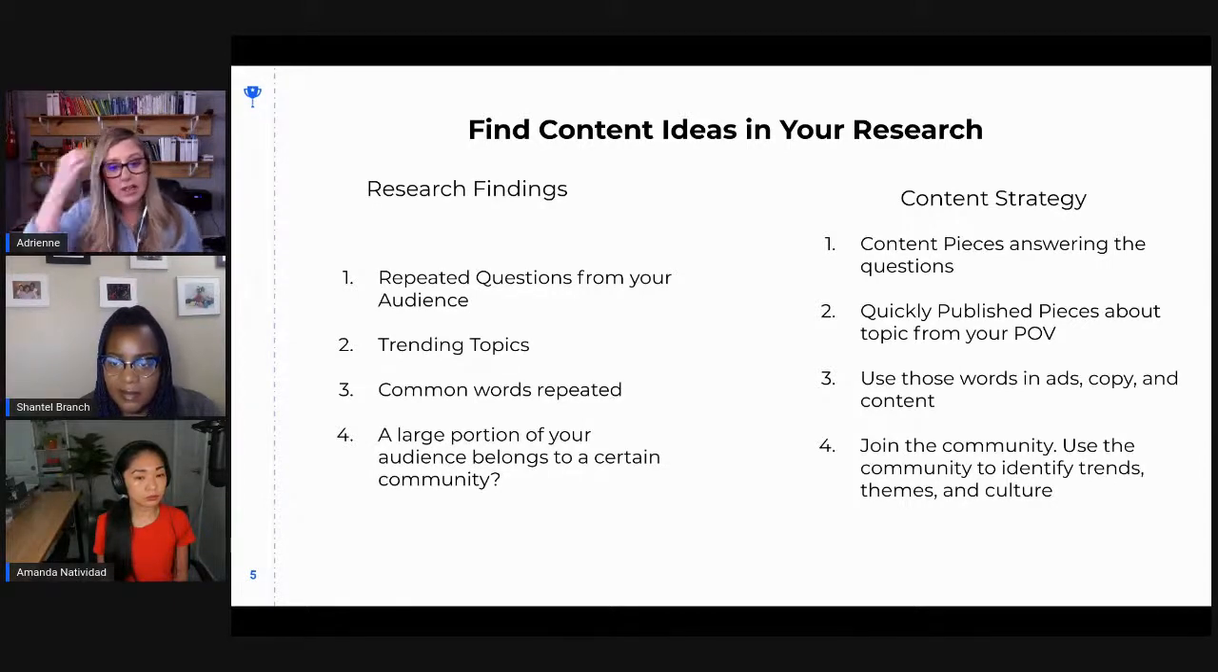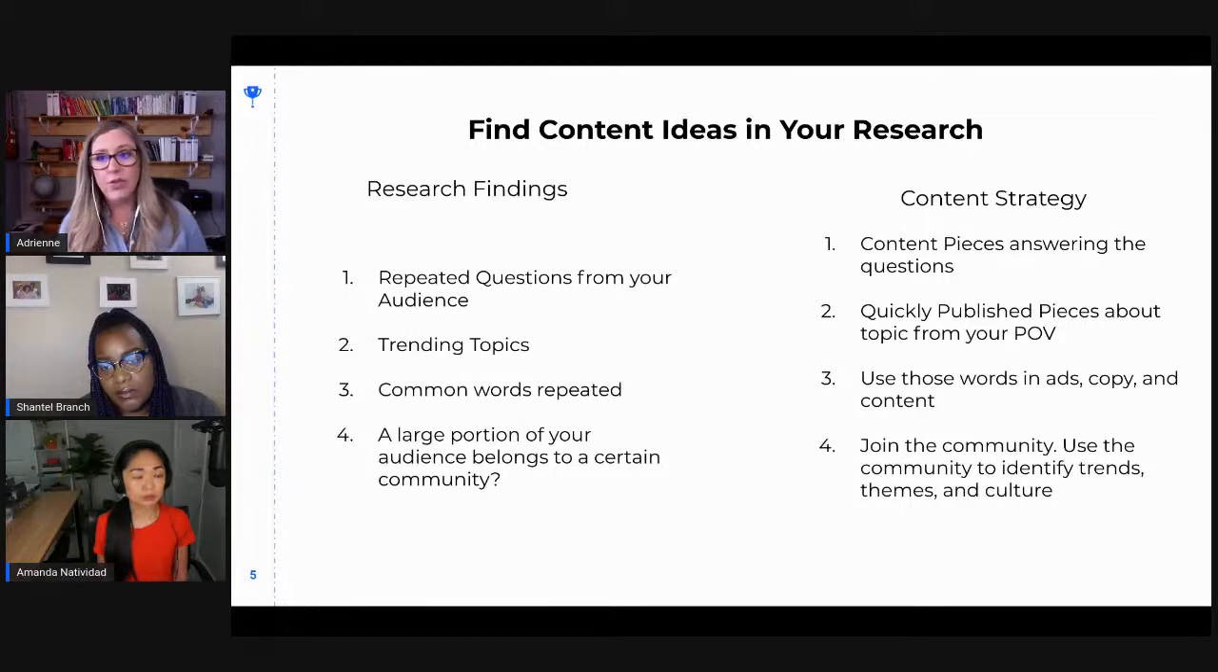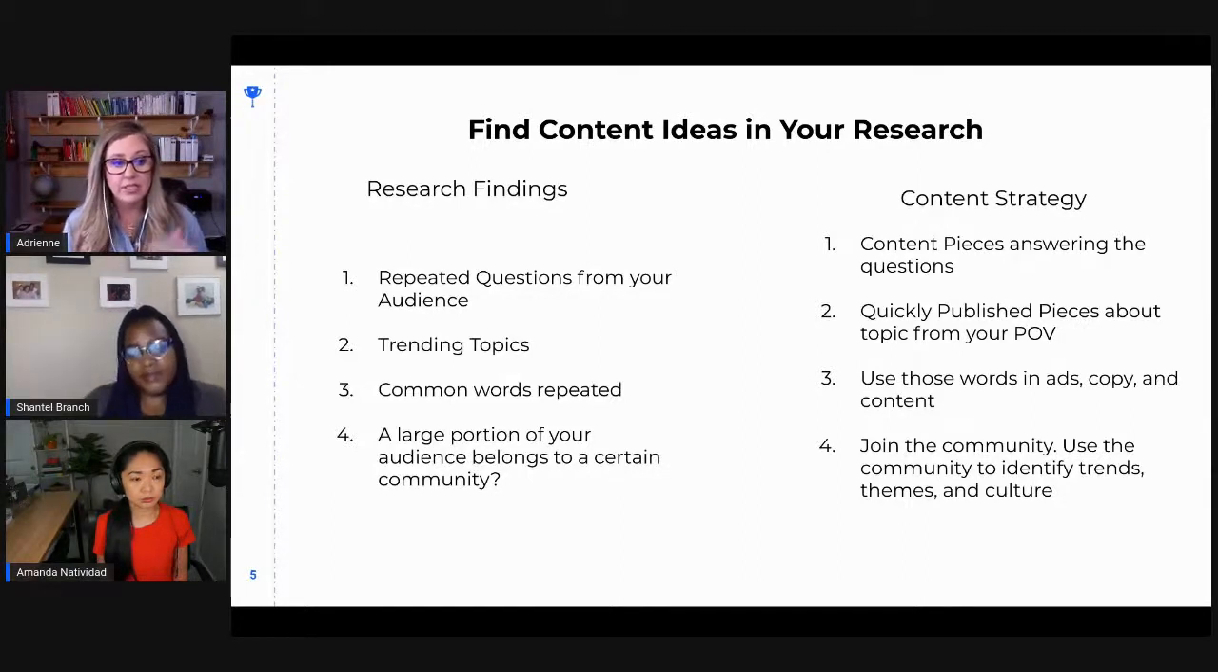Number 4, a large portion of your audience belongs to a certain community. Are they somewhere? Are they in a Slack channel, a Twitter group, a Discord, or a Facebook group, or wherever it may be? Where are they showing up? And they are somewhere. If you think most of your readers aren't somewhere, I'd say you're probably not in tune to that. You haven't actually dug that deep, because most of your people will be somewhere.